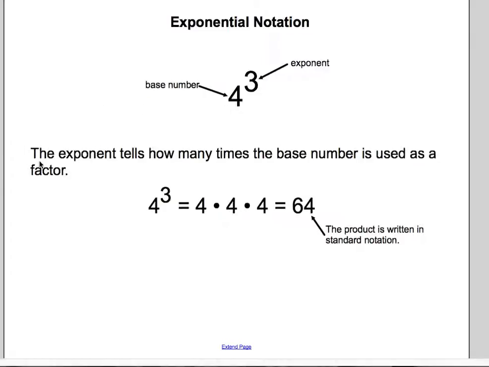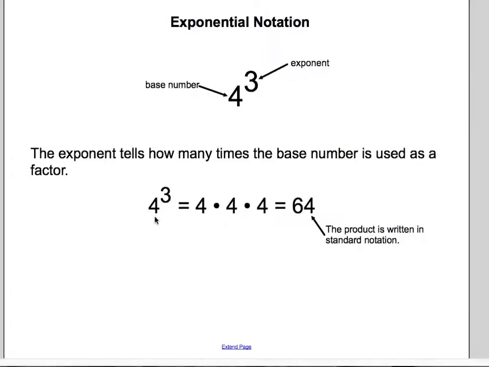And then put down the note. The exponent tells how many times the base number is used as a factor. That exponent tells us how many times to take our base number and multiply it. Okay, use it as a factor.